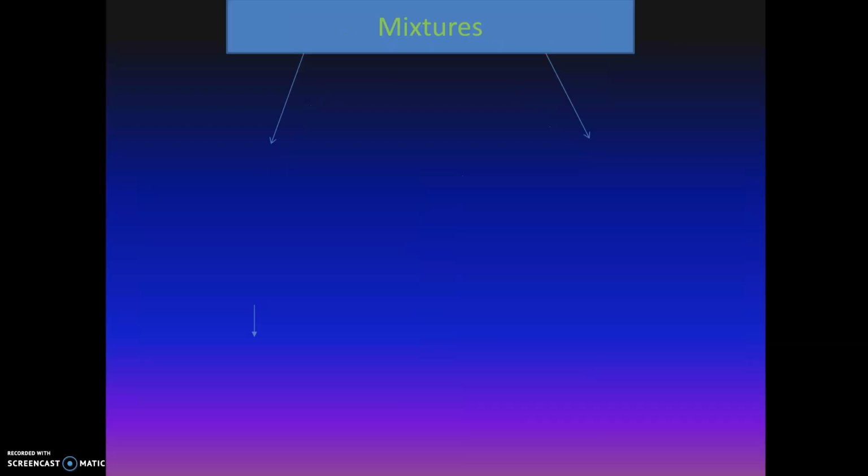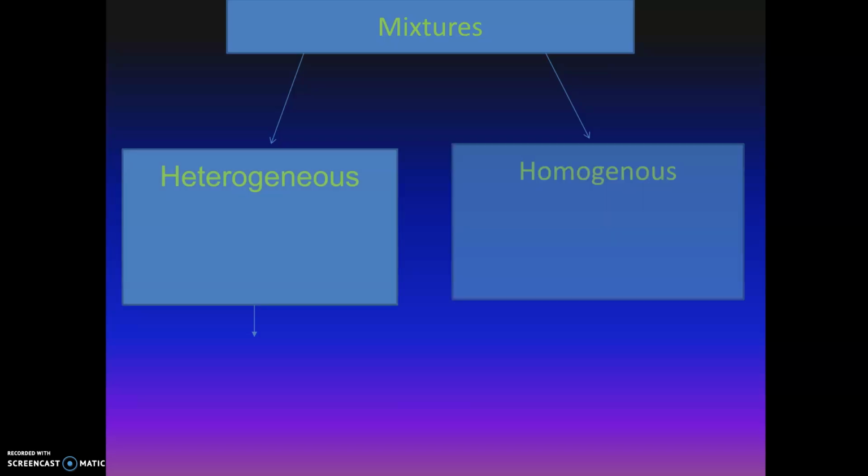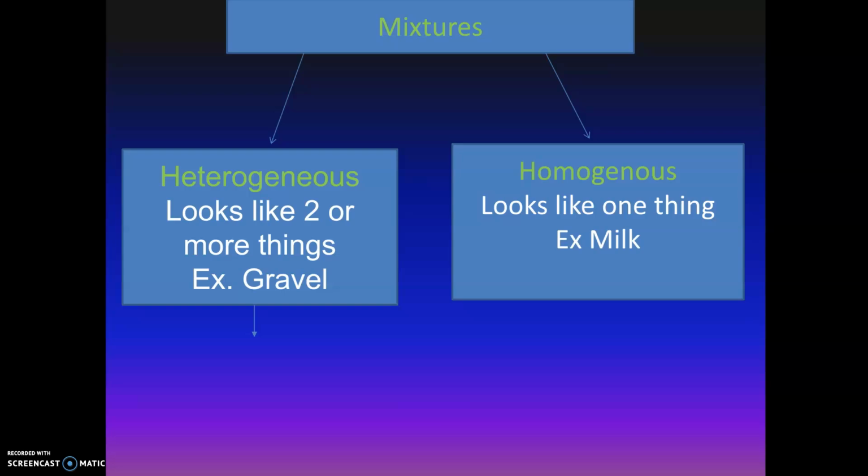Mixtures, on the other hand, have 2 different categories as well. You have what's called a heterogeneous mixture and a homogeneous mixture. A homogeneous mixture, when you look at it, even though it's multiple things, it looks like one thing. So for example, milk. When you look at milk, it just looks like a white liquid of some sort. When you look at a heterogeneous mixture, going back to the nickels and pennies or for example gravel, it looks like 2 or more things put together.